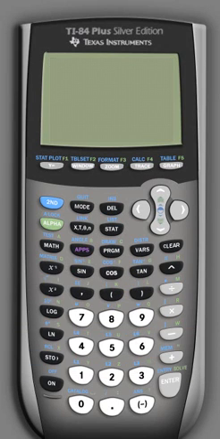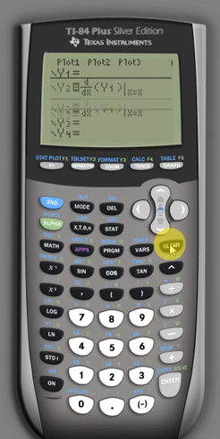Hello. We want to see how we can use the TI-84 for a function analysis of a parabola. We can examine all sorts of things using the graph part of the TI-84. So first thing we do is that we enter our function.